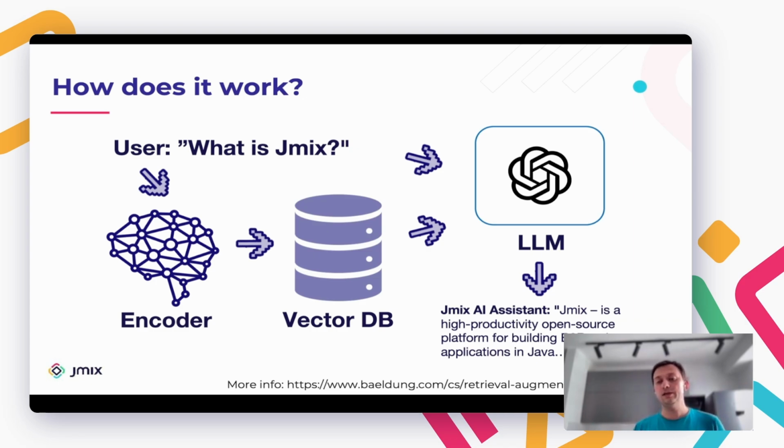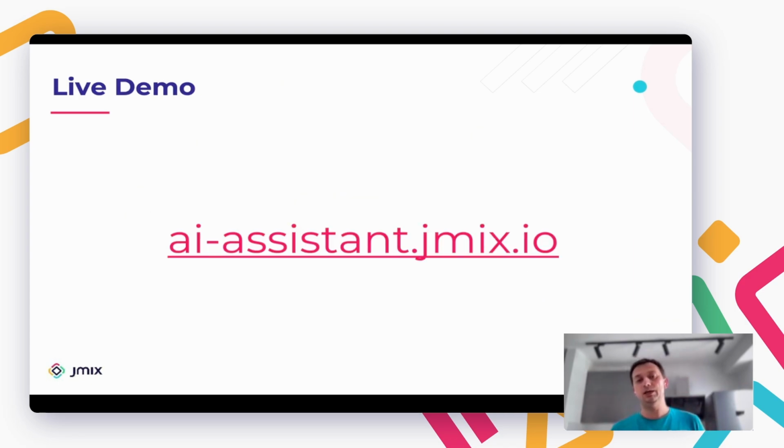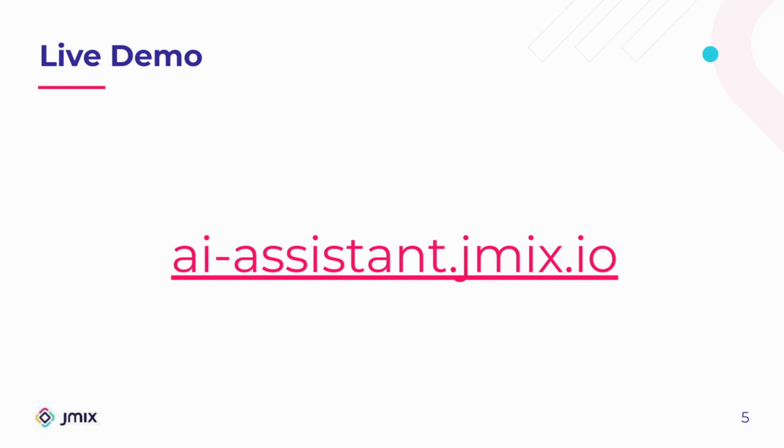So all these technical difficulties are packed in a special resource, which is located at this URL. You can see it on the website. It's aiassistant.jmix.io. But actually, you can access this AI assistant now in an easier, simpler way.